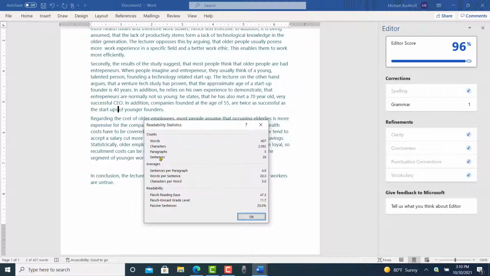The thing I want you to be careful about, words per sentence, you have 20.3, which is a little bit low. Your characters per word is really high at 5. That's good. Your grade level is a little low at 11.7, so your next essay, I want you to shoot for a grade level of 13 to 14.